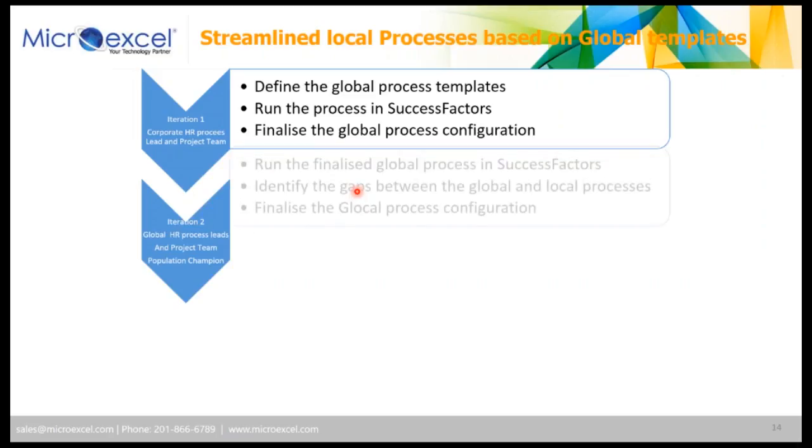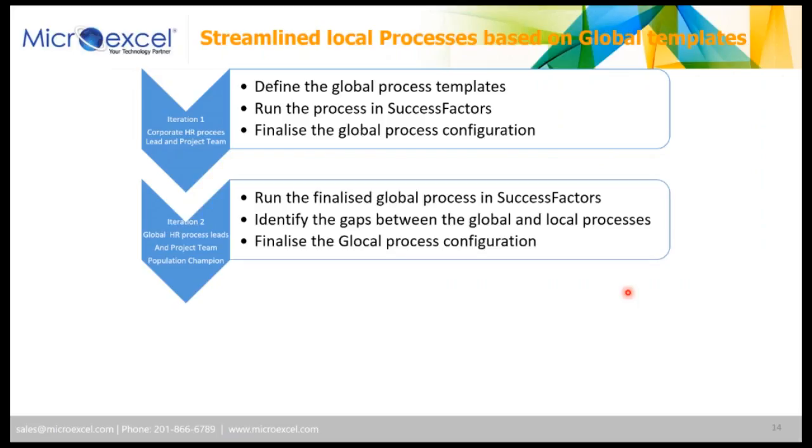So what we do is we run the global process, and then we identify the gaps between the global process and the local process. For example, in performance management, corporate may have thought about having a section on certain sets of data, let's say corporate values, and in some countries you can still comment on it, define on it, but you cannot rate it, but corporate wants to rate it. So we will have to discuss the gaps.